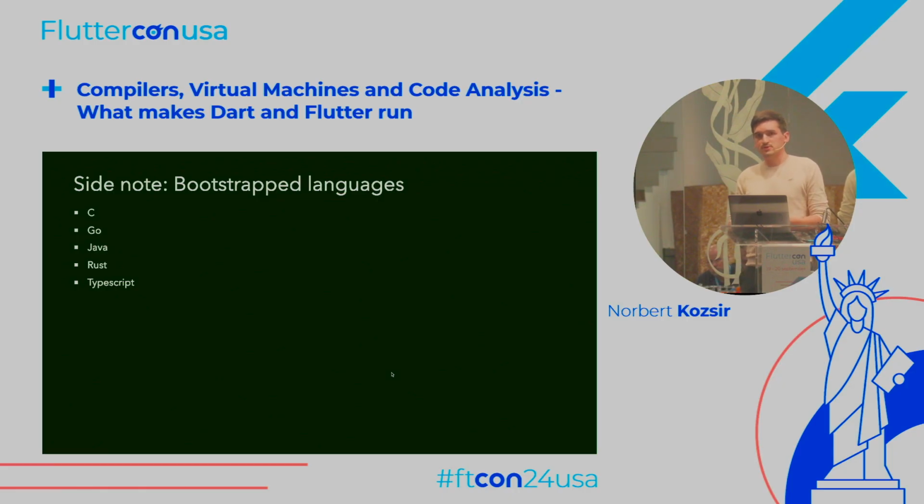What usually happens is you write a first version of the compiler in another language, and once that's running, you can just toss it away and write a second version in the language that you already compiled before.